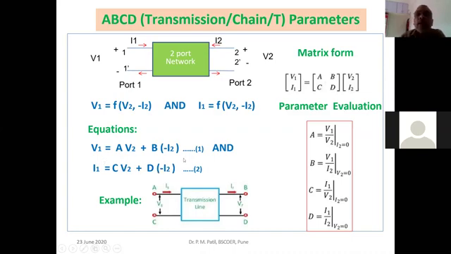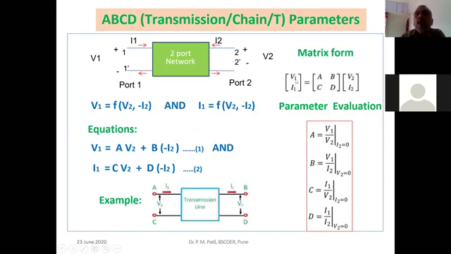These are the linear form of equations. You can write them in matrix form as well: a column matrix of V1 and I1, then the ABCD matrix, and another column matrix of V2 and minus I2. So this is the matrix form notation of ABCD parameters. Then the values of ABCD you can find from these equations. Whenever I2 becomes 0, the B and D terms vanish, and you will be able to find the values of A and C.